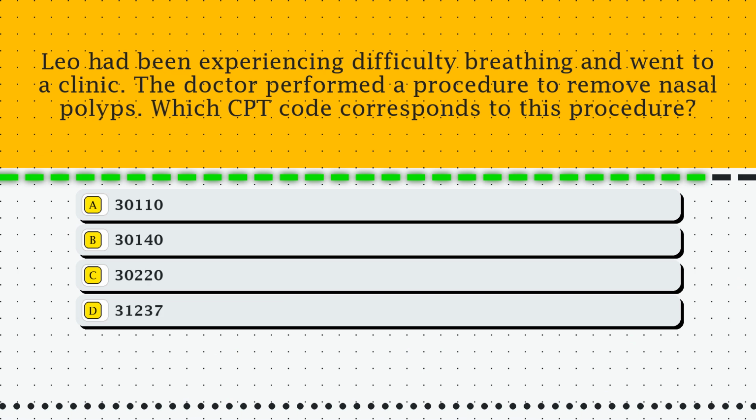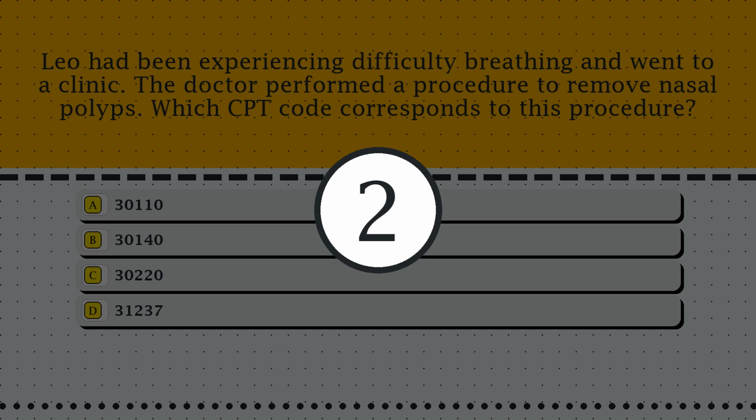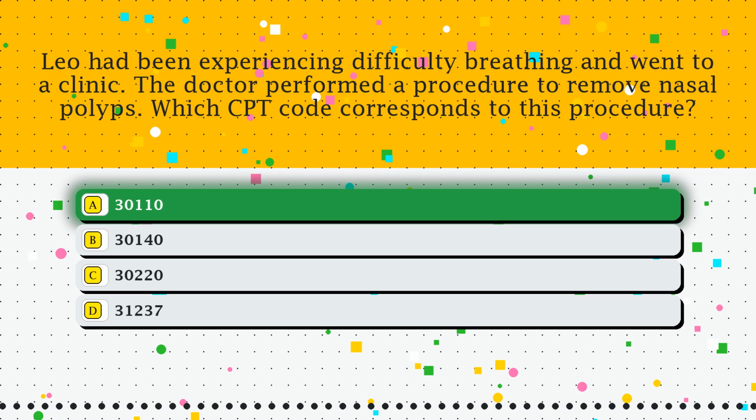Question 219. Leo had been experiencing difficulty breathing and went to a clinic. The doctor performed a procedure to remove nasal polyps. Which CPT code corresponds to this procedure? Option A, 30110. Option B, 30140. Option C, 30220. Option D, 31237. The correct answer is option A, 30110.